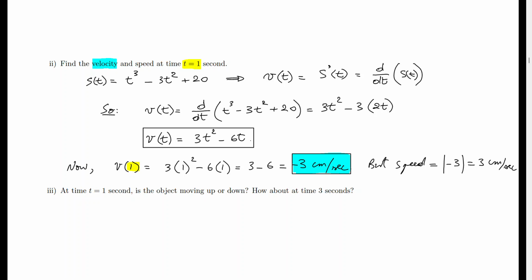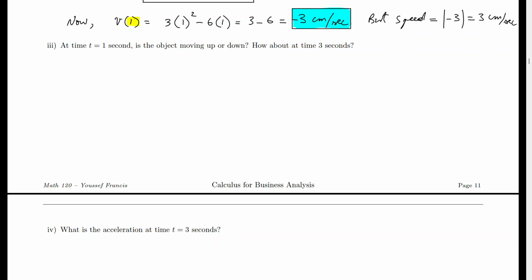So what's the difference? The difference is that this number here tells me direction, so it's negative 3, so it's maybe going up or down. In this case, because it's negative, I'm going to assume it's going down, whereas this is just the actual speed at that moment in time.